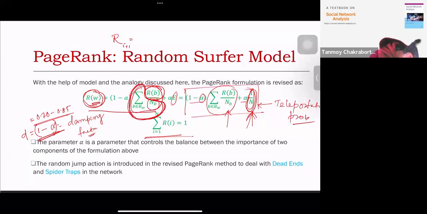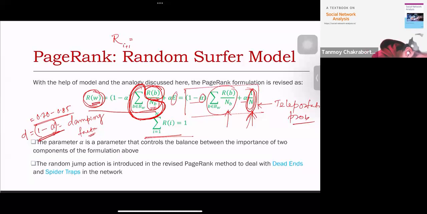Summation on B 1 by NB. How do you capture this? What is NB? NB is the number of forward links, right? You can easily capture this using an adjacency matrix.